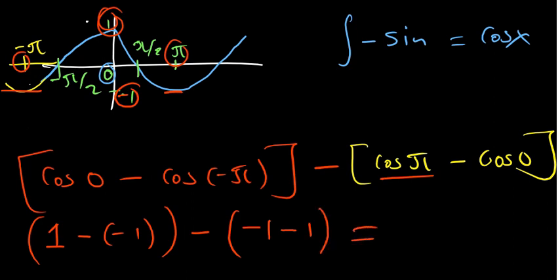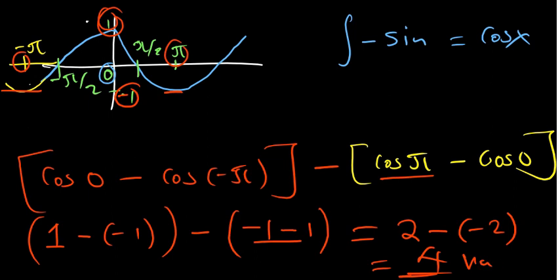So we're going to have, for the first part, 1 minus negative of 1 gives us a 2, and then minus, here in the brackets we're going to get -2, so it gives us a 4 as our area, so units squared.